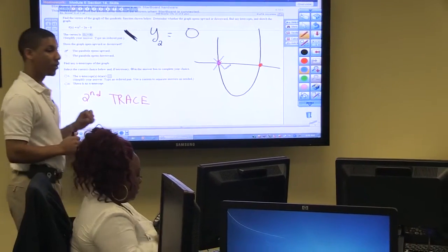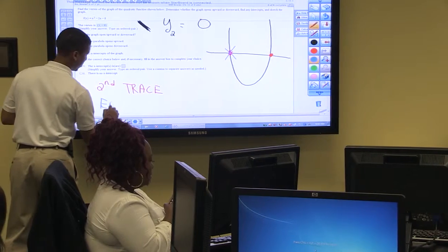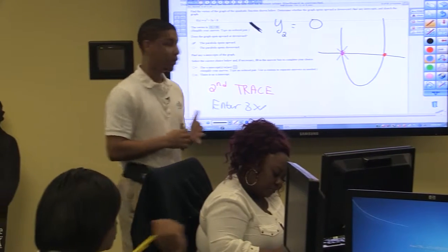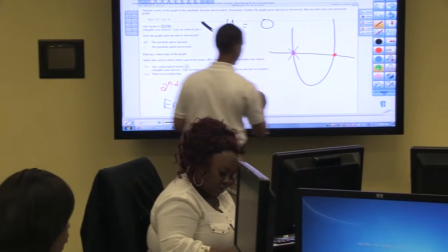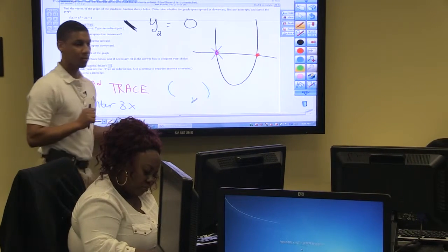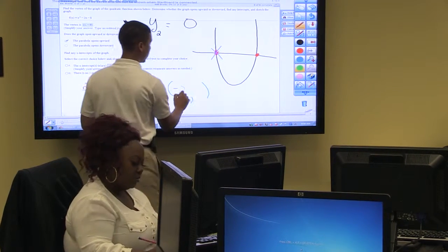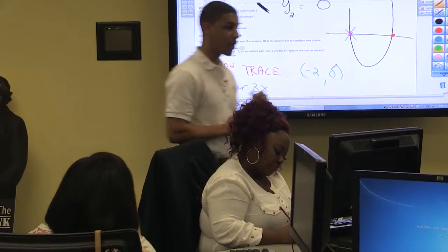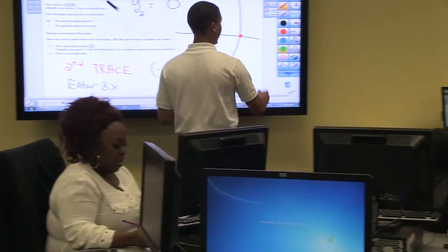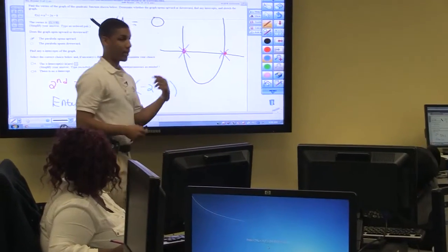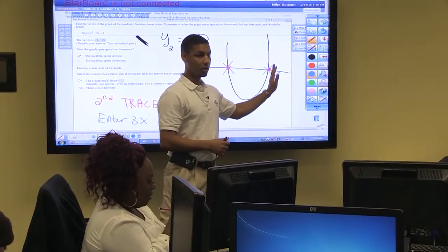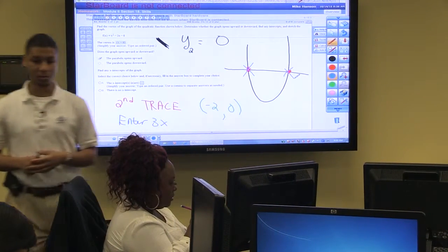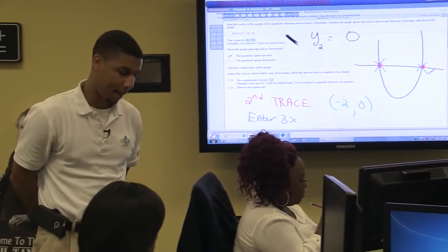Then I want you to hit enter 3 times. And it should give you an ordered pair of -2, 0. Any questions? I'll give you a minute to write down, but the same process needs to happen over here. You have to do it all over again. Second trace 5 and then slide it over to the what? Right side. And then hit enter how many times? 3 times. So after zoom, we do enter to get the thick line.